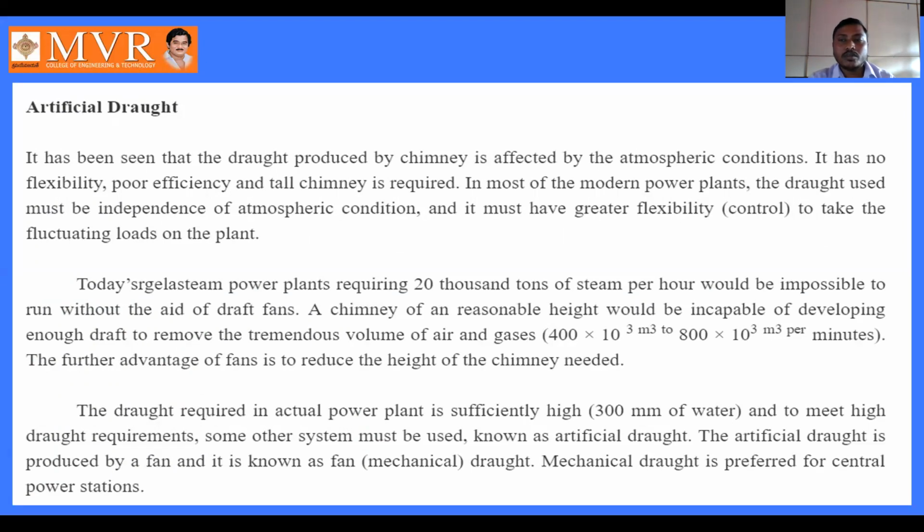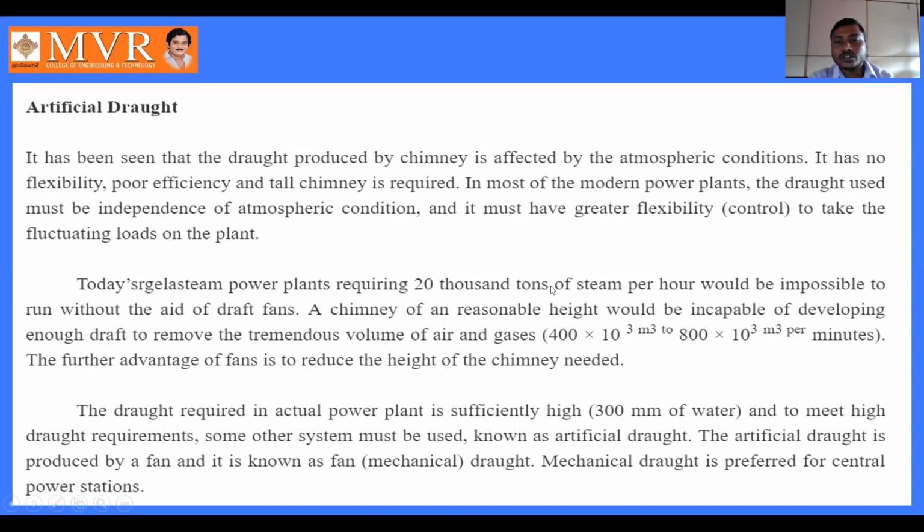It has no flexibility, poor efficiency, and a tall chimney is required. For getting the draft, a tall chimney is required for producing the draft inside it. In most modern power plants, the draft used must be independent of atmospheric conditions, and it must have greater flexibility to take fluctuating loads on the plant. This is about the natural draft, which we can see here.